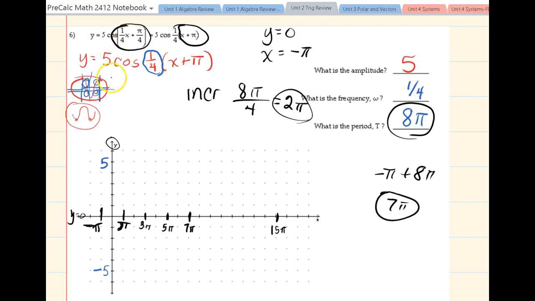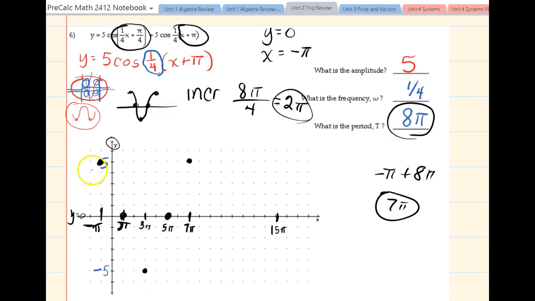Because this is a positive cosine, we mentioned that we're going to start at the top and finish at the top. And at our increments, we're going to go find these 5 points. So at the beginning, we're going to start at the top, and we're going to finish at 7 pi at the top. Then smack in the middle, we're going to be at its minimum. That's going to be at 3 pi. I go down to -5.